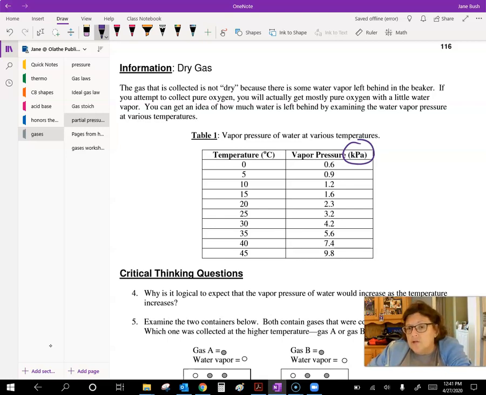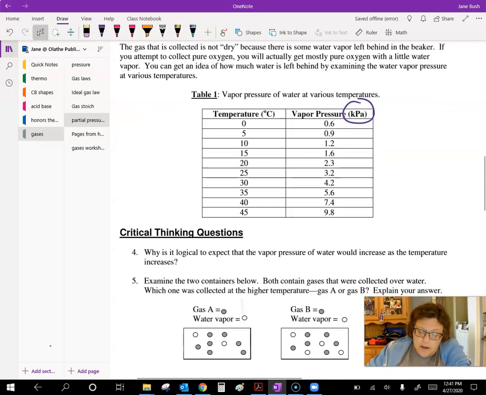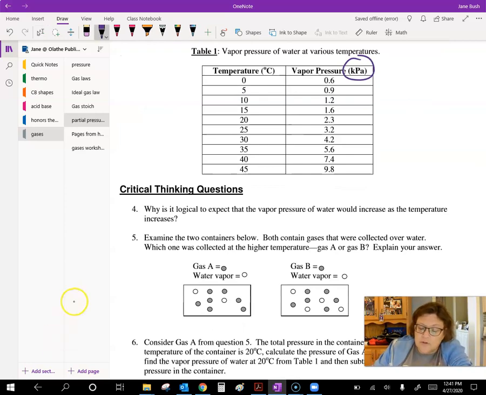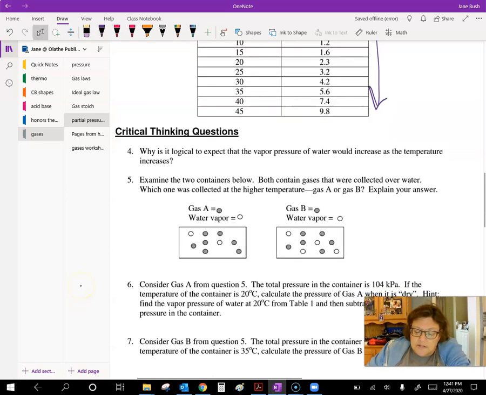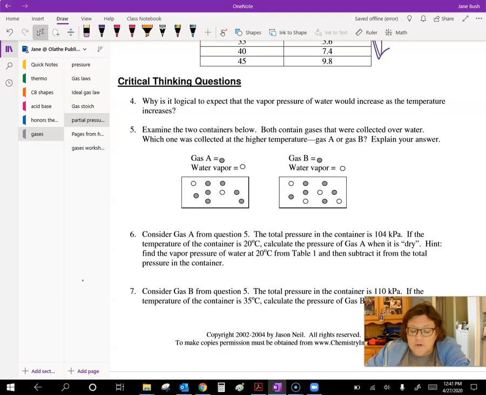This table gives us the vapor pressure in a container, depending on the temperature. You'll notice it asks why you would expect the vapor pressure to increase as the temperature increases. Well, the warmer something is, the easier it is for those water molecules to escape from the water and become gas molecules. It gives them just enough energy to overcome the intermolecular forces. Two containers before, both gases were collected over water, which was probably a higher temperature. The water vapor values are the ones that I'm highlighting. Which one has more water vapor in it? B does. So therefore B was the higher temperature.